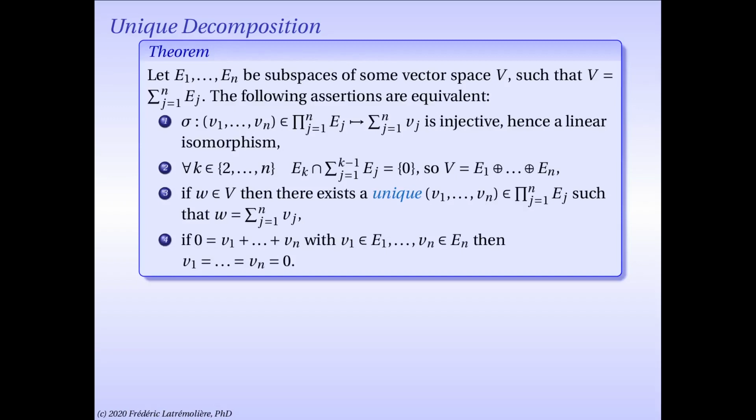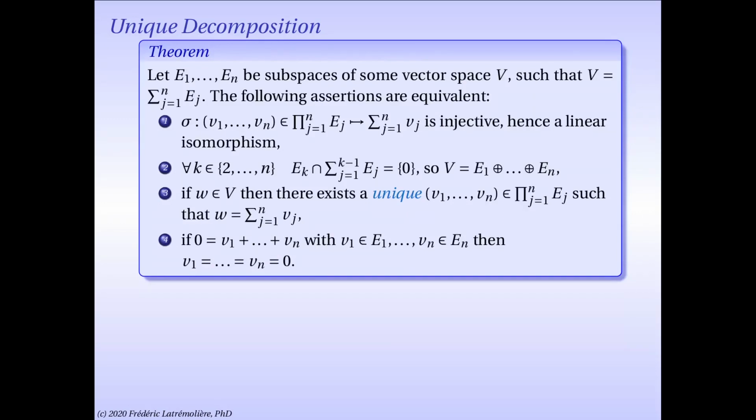And fourth, if 0 is equal to v1 plus etc. plus vn with v1 in E1, v2 in E2, etc., vn in En, then in fact v1 equals v2 equals v3 equals etc. equals vn equals 0. So let's prove this core result.